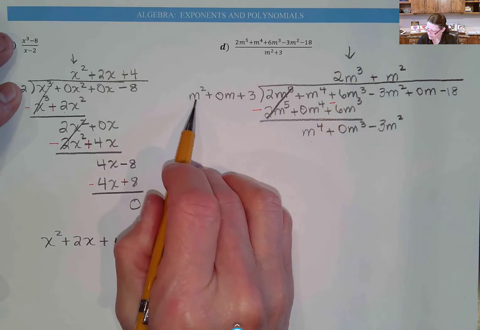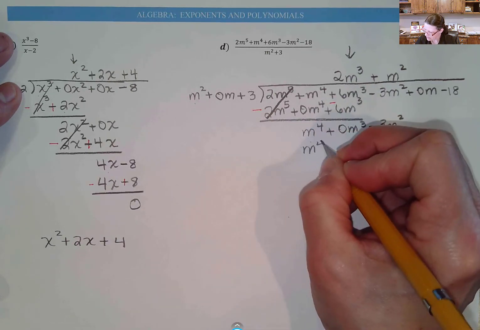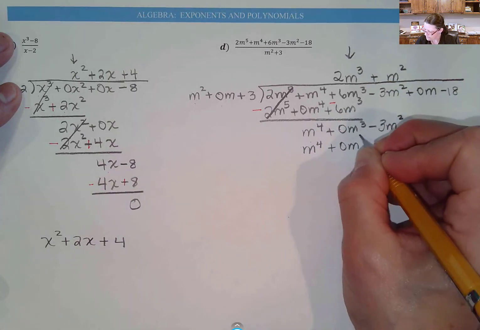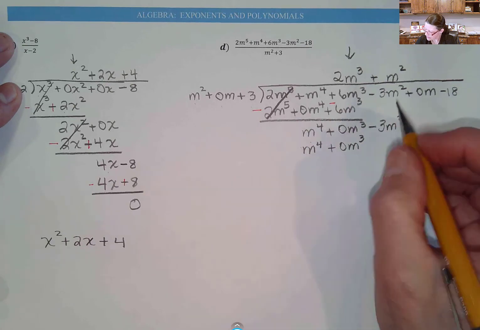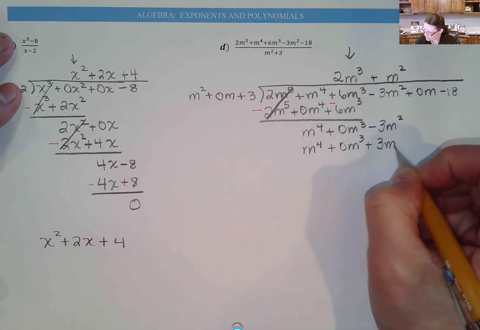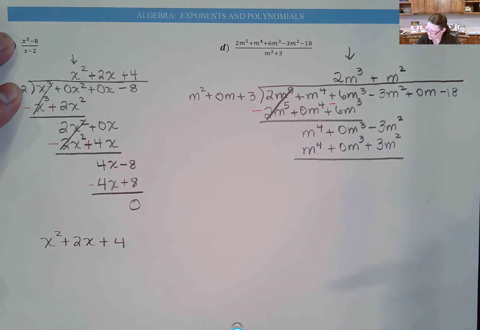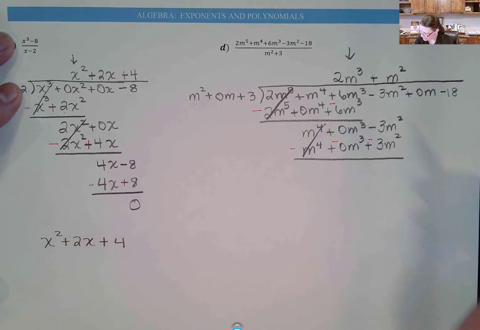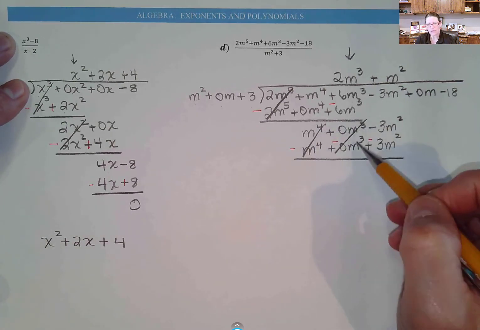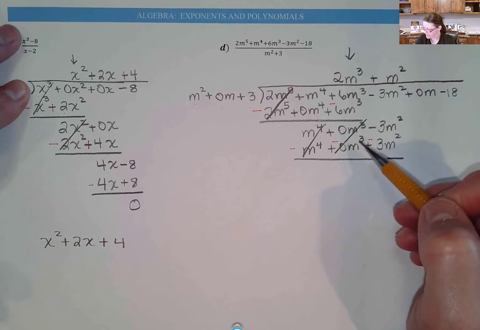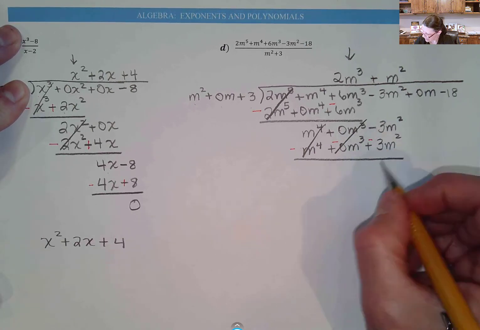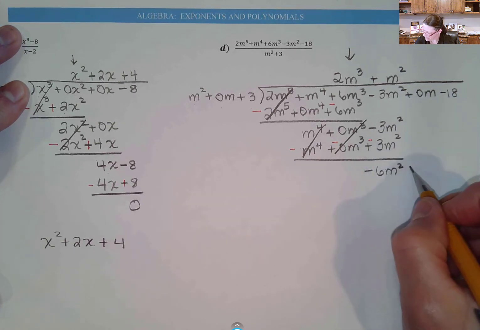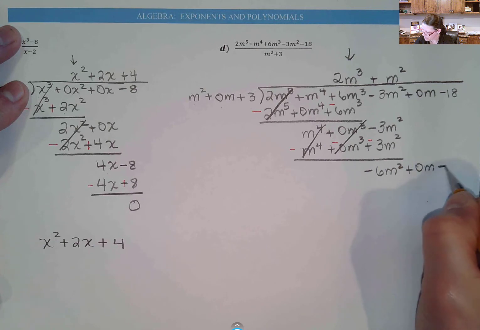Multiply back. M squared times m squared is m to the fourth. M squared times 0m is 0m to the third. M squared times 3 is 3m squared. Hang in there, y'all. We're almost done. Let's subtract. Cancel. Cancel. And I'm going to go ahead and let those terms disappear on us here so we combine our last terms, that's minus 6m squared, and we can wrap this up now by dropping our next 2 terms.